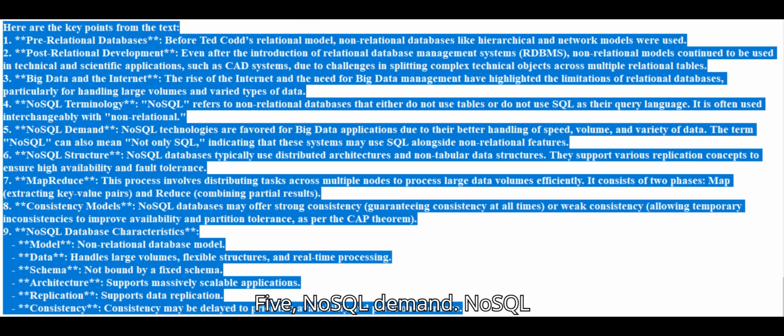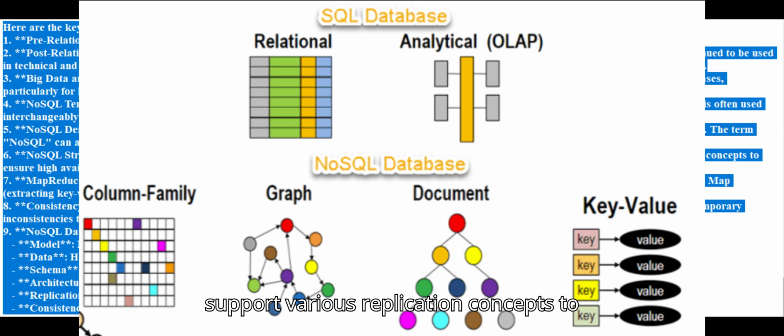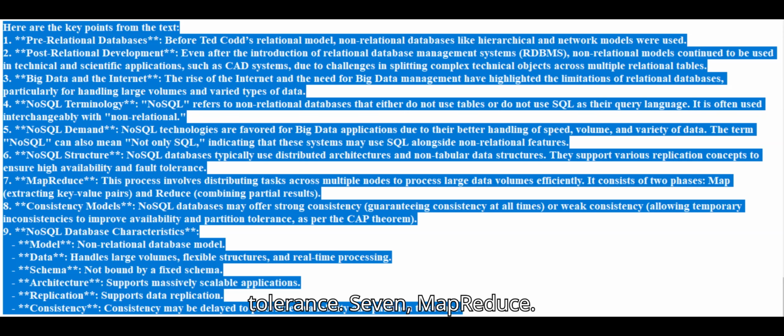5. NoSQL demand. NoSQL technologies are favored for big data applications due to their better handling of speed, volume, and variety of data. The term NoSQL can also mean not only SQL, indicating that these systems may use SQL alongside non-relational features. 6. NoSQL structure. NoSQL databases typically use distributed architectures and non-tabular data structures. They support various replication concepts to ensure high availability and fault tolerance.